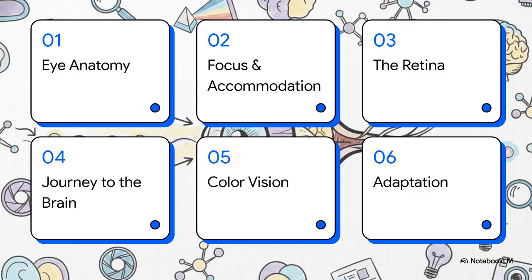All right, here's our game plan for today. We're going to cover eye anatomy, focus and accommodation, the retina, the journey to the brain, color vision, and finally, light and dark adaptation. Let's get right into it.